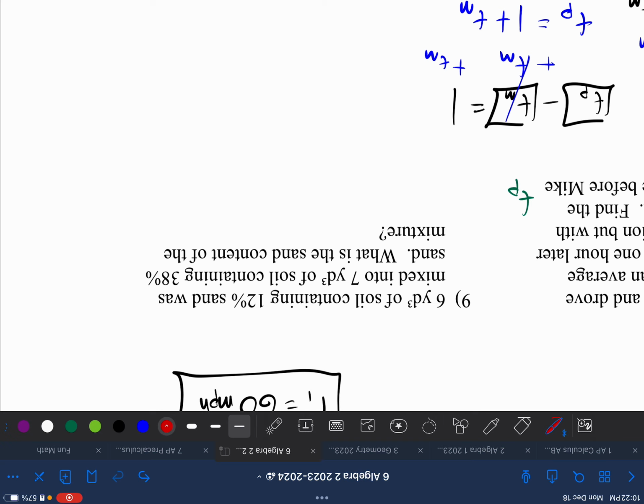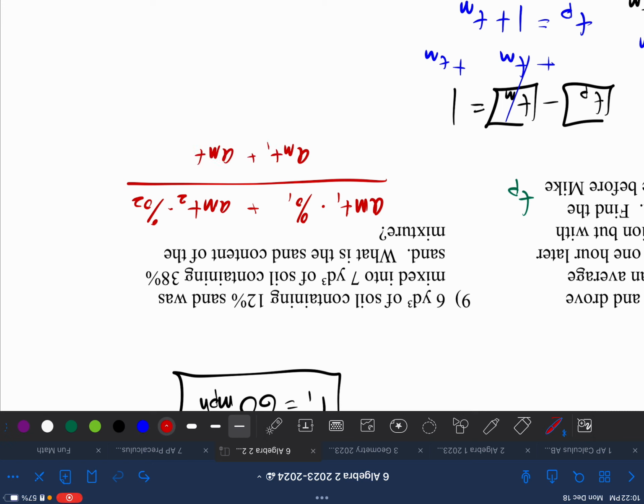As a general overview, remember that our formula is generally: we have an amount 1 times the percent 1, plus the amount 2 times the percent 2, all of that divided by the total amount, which is the amount 1 plus the amount 2, and that will equal our final percent. Let's fill in our formula.